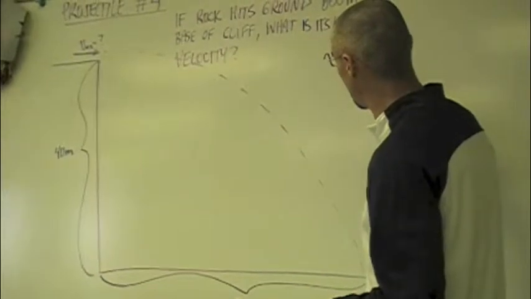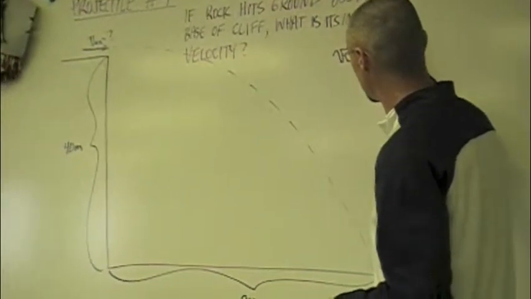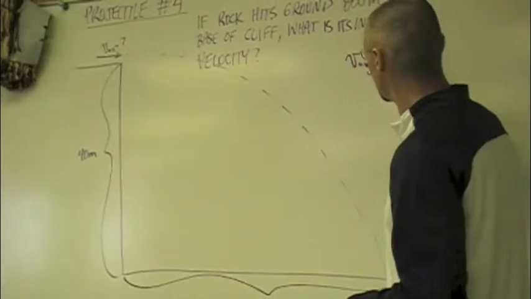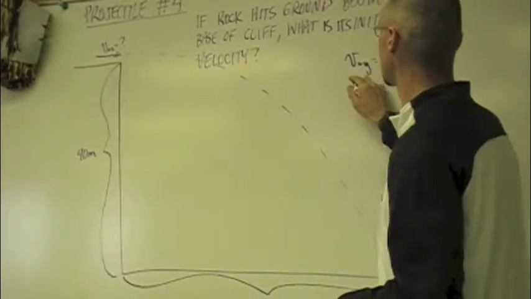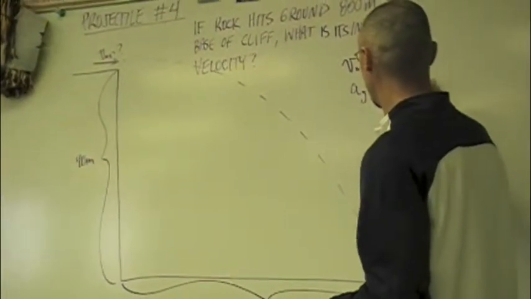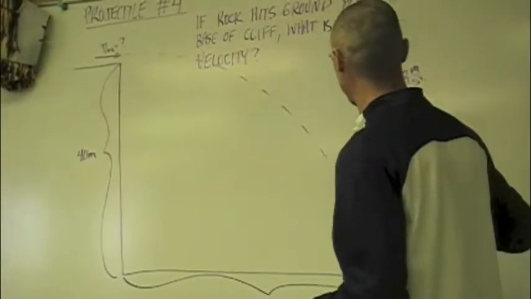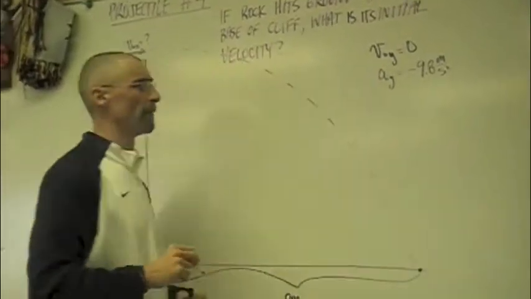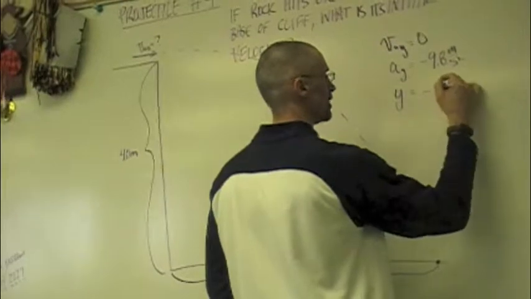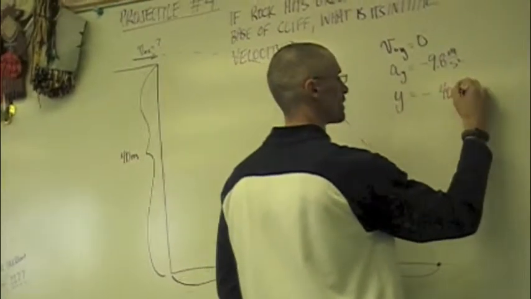V naught y is what? 0. There you go. We're shooting horizontally. Okay. a_y is what? Negative 9.8 meters per second squared. And what else do we know? We know y is negative 40 meters.